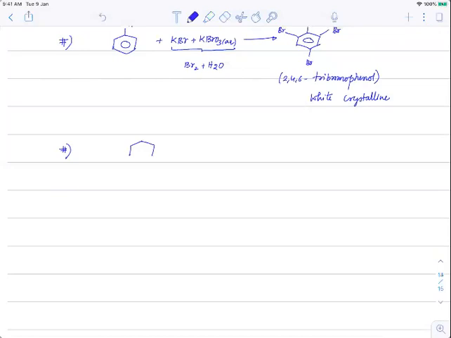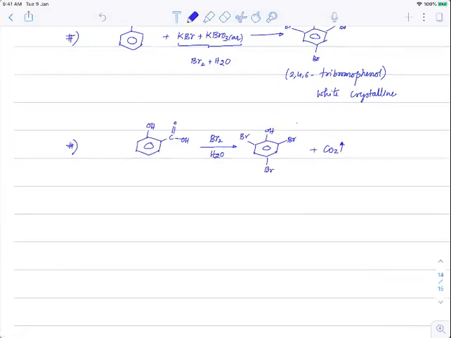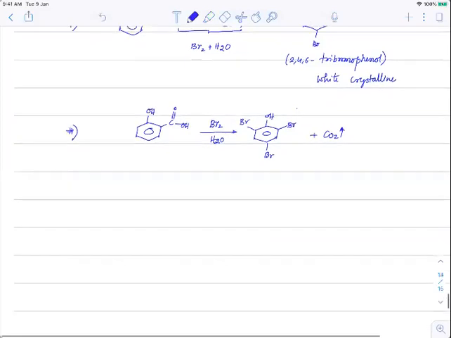If you have OH and C double bond O, OH, and we react that with Br2 and H2O, then we'll get the product this way, OH and Br and Br with CO2 coming out. How did this happen? The entire CO group came out. Okay, you see how it is done.